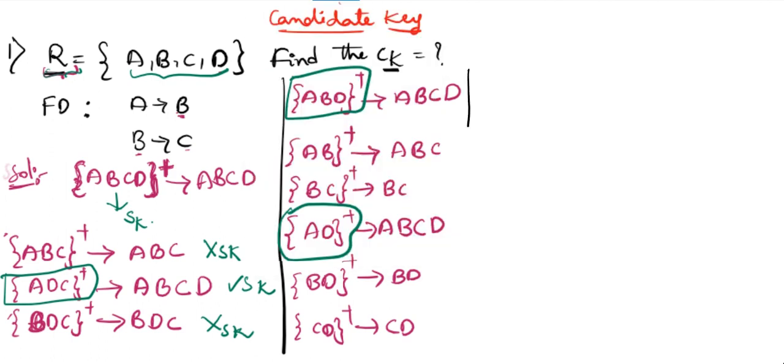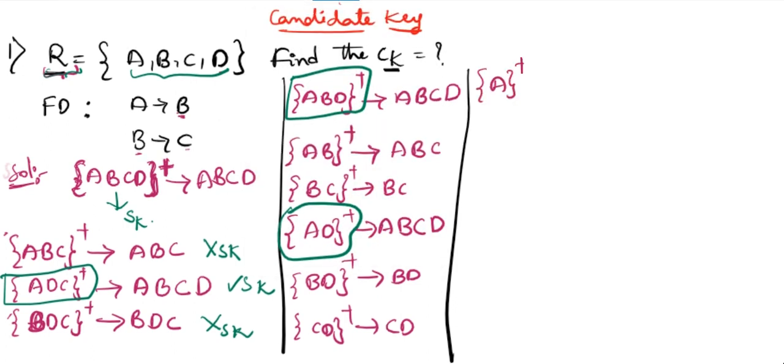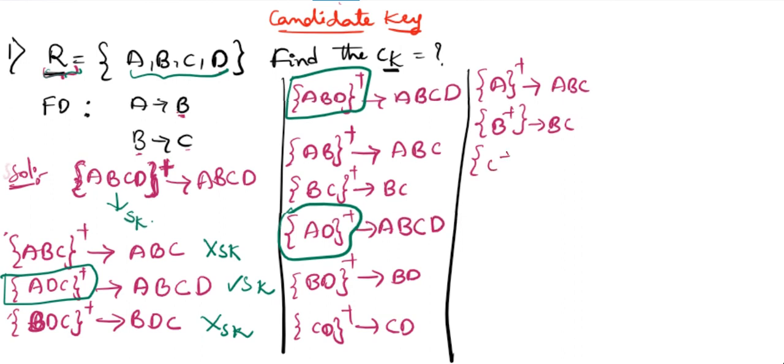Next, are there any other subsets of this super key? Some more subsets are there. Single A. Single A is also a subset of this set, but it is not a candidate key. It is only determining A, B, and C. B is determining only B and C, C is determining only C, and D is determining only D. These are not candidate keys, right?